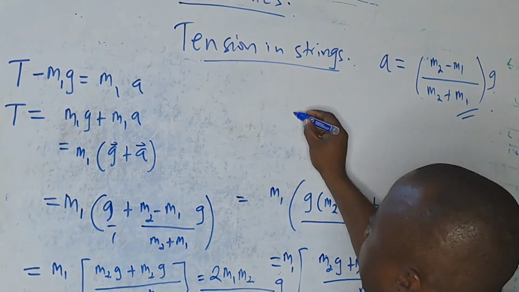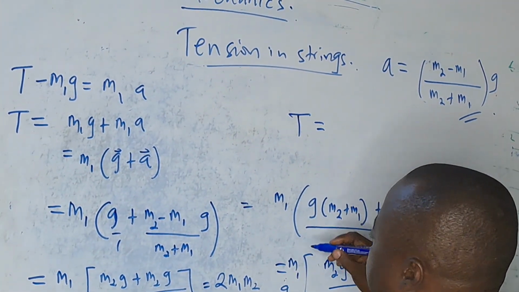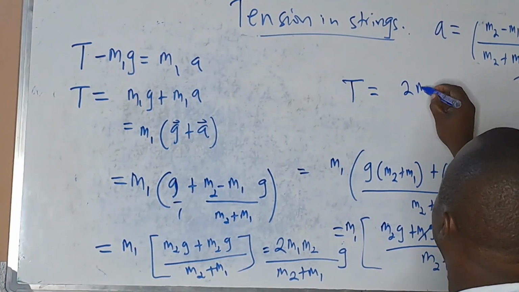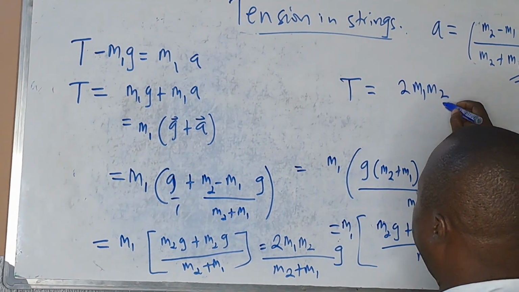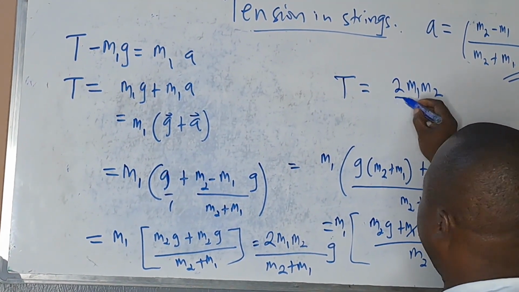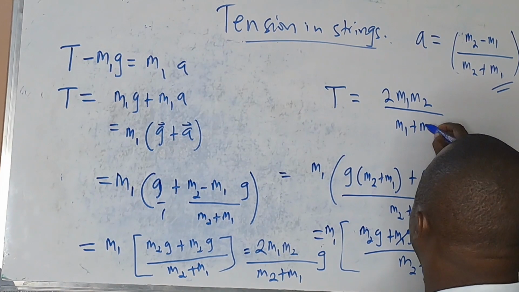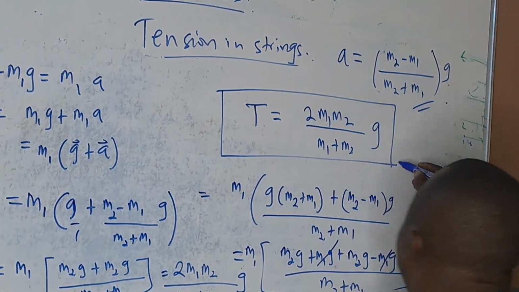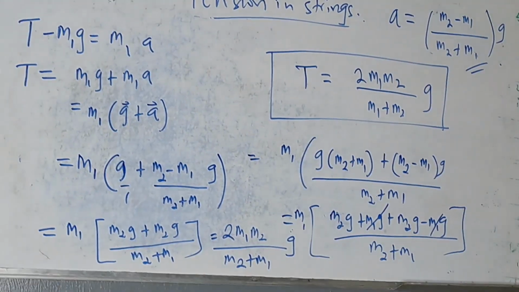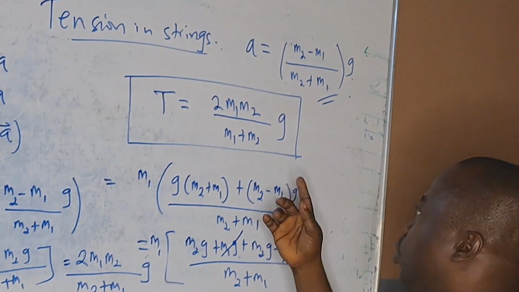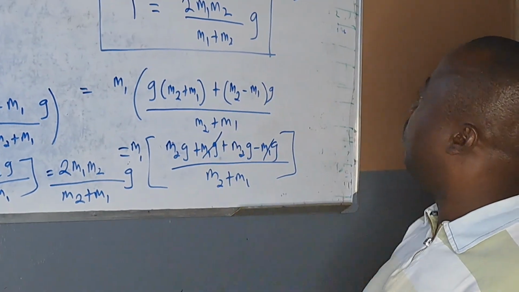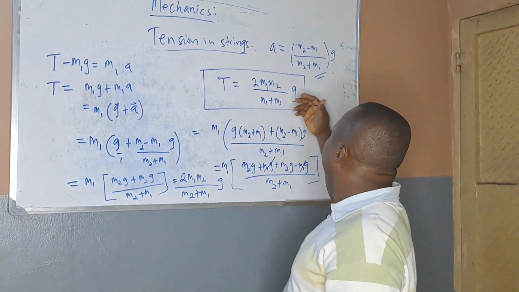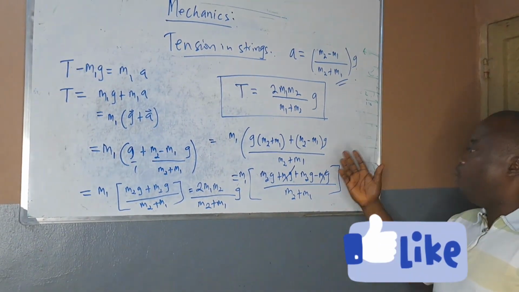So we have T finally equals 2 M1 M2 G all over M1 plus M2. So this becomes the tension in the string. The choice of equation is not important. If we use equation 1, we would still have got the same thing. I chose equation 2 to arrive at my answer. I hope this helps.